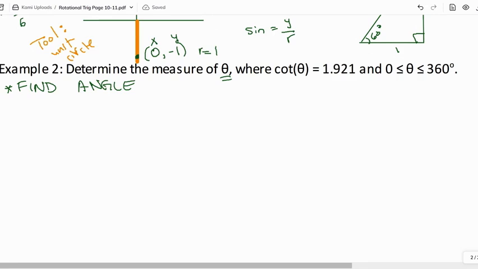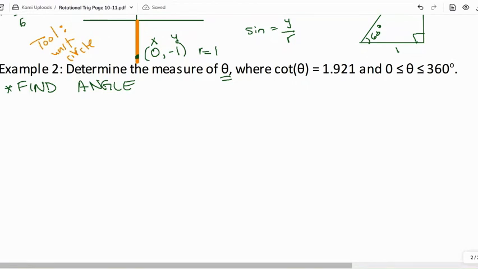Okay, what did the CAST rule tell us? Well, the CAST rule tells us which quadrant the angle would be in. The special triangle would tell us the RAA, or the unit circle would. And here you are given a ratio. If you are given an angle and you are asked to find the ratio, we use the same tools.